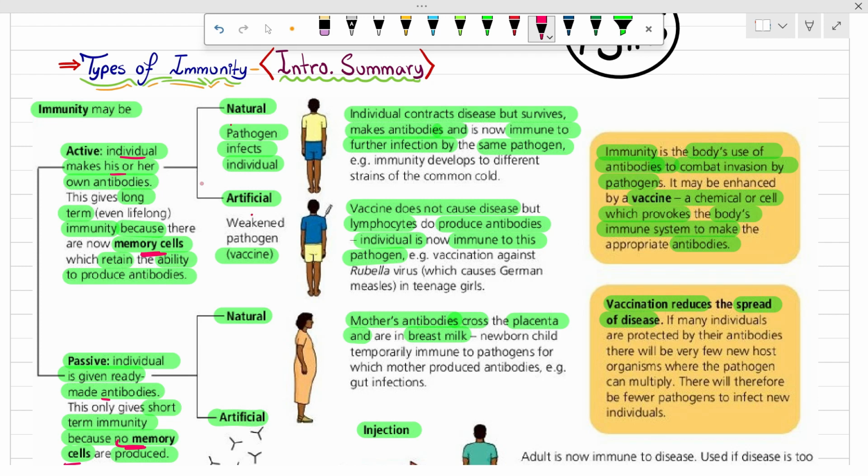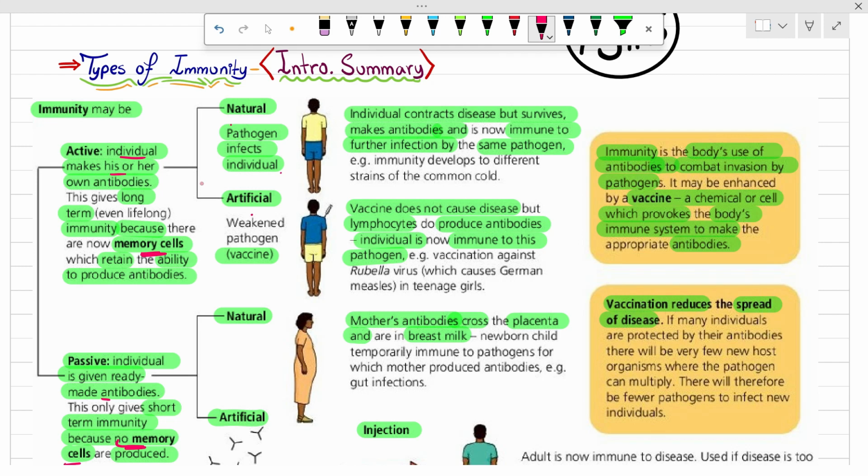Natural is if a pathogen infects the individual. What happens in natural is that a pathogen will infect the individual. The individual will get sick for some time because the lymphocytes are preparing antibodies. After some time, when the lymphocytes have prepared antibodies, the lymphocytes will fight against the pathogen and cause agglutination, destroying the pathogen. After the process is done, the instructions for this pathogen are stored in memory cells for further infection. During this time, the individual may get sick.